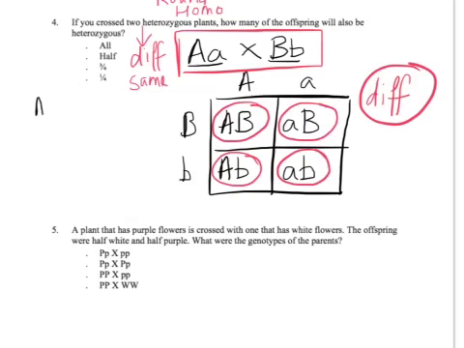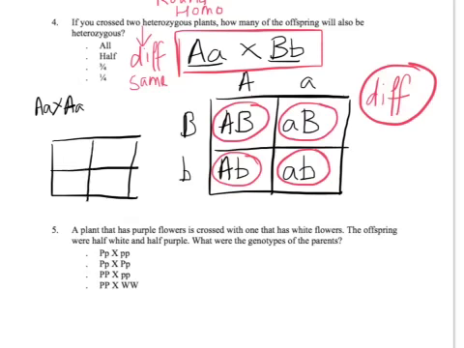Let's say Aa is crossing with another Aa. Now it's going to look slightly different. Okay, so I've got big A, small a, big A, small a. Now when these two cross, you get AA, you have A, small a, you have A, small a, and you got small a, small a.